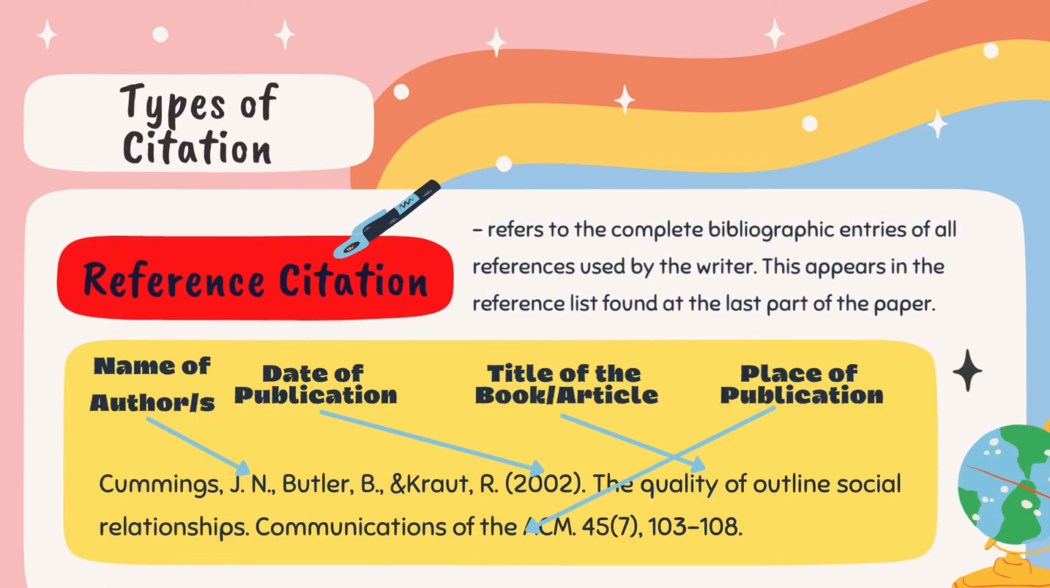The next type of citation is reference citation. Reference citation refers to the complete bibliographic entries of all references used by the writer. This appears in the reference list found at the last part of the paper. Below is an example of a reference citation. It has the name of the author, date and place of publication, and the title of a book.